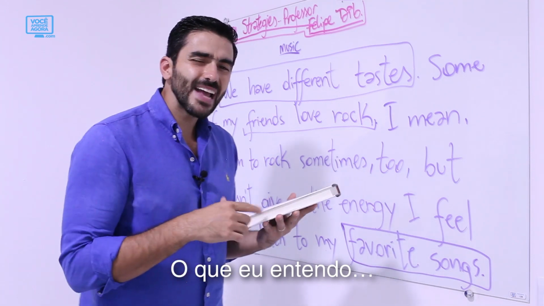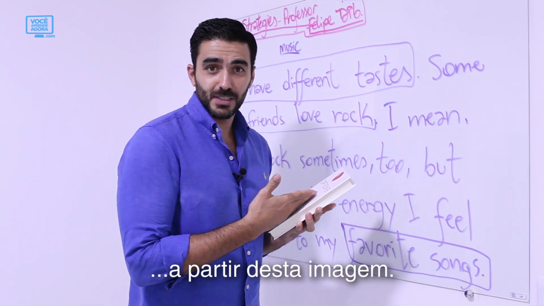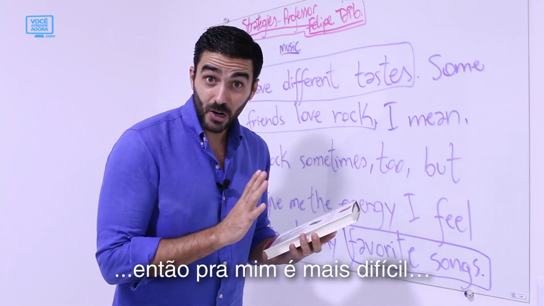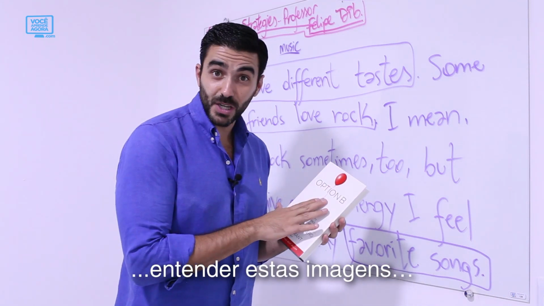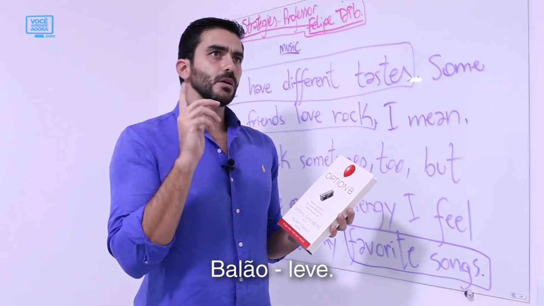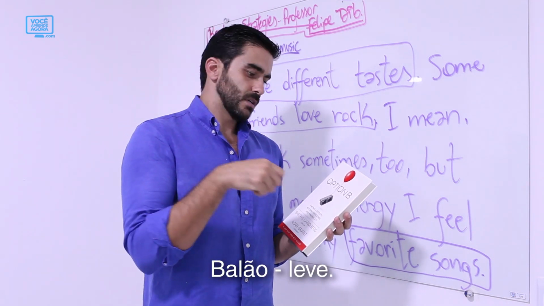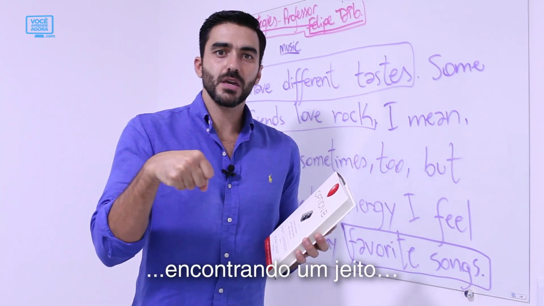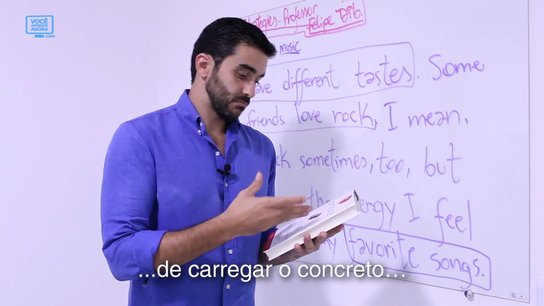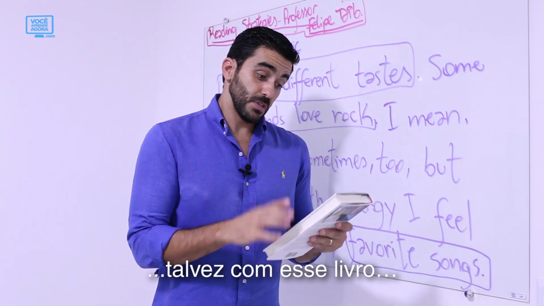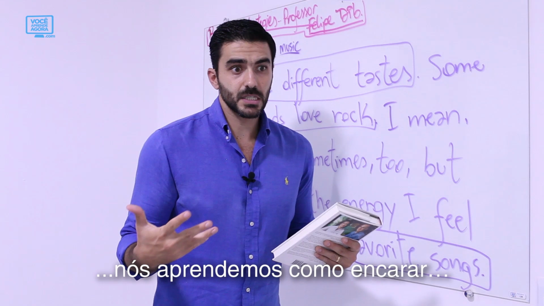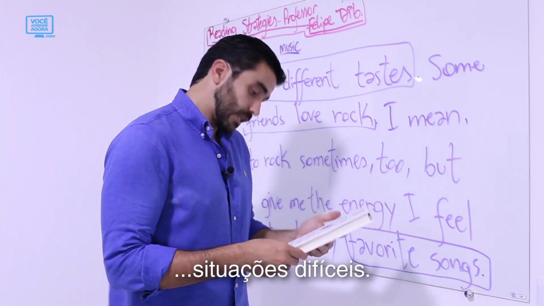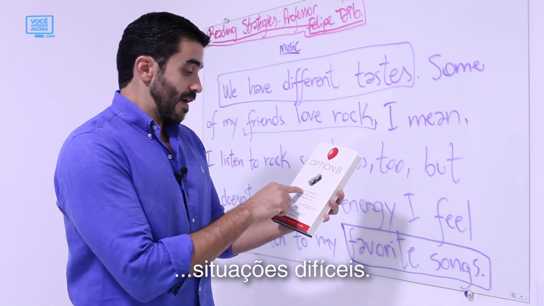Okay, what do I understand from this image? I am not a very abstract person, so for me it's harder to understand these pictures. But I can think, well, balloon, light, concrete, heavy. The balloon is finding a way to carry the concrete. Maybe with this book we learn how to face hard situations. Let's see. Option B.